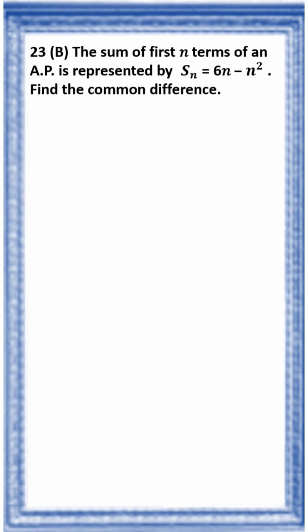Now let us solve the internal choice question of question number 23. The sum of the first n terms of an AP is represented by Sn is equal to 6n minus n square. Find the common difference. The common difference can be found by subtracting the first term from the second term, or the second term from the third term, and so on. Here we can find the first term as well as the second term. How can we get the first term? If we substitute n is equal to 1, we will get S1, that is the first term.